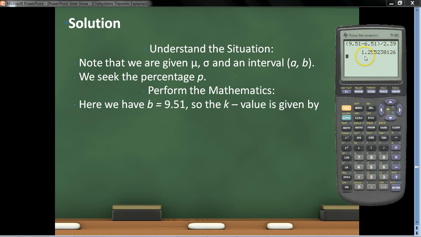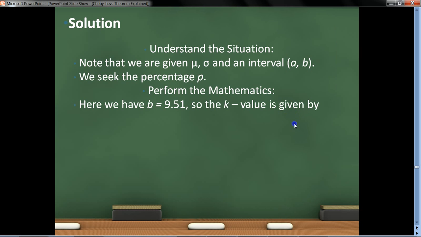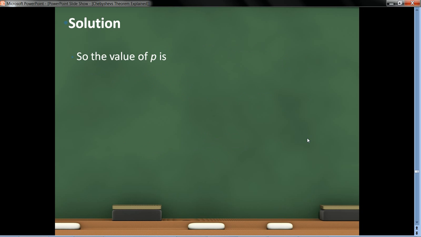So it looks like rounded to 2 decimal places, that would be 1.26. So what are we saying here? That the right endpoint and the left endpoint are each 1.26 standard deviations away from the mean. So what do we do with that? We want to find the percentage now, the value of P. We found the value of K, computing the K score, so to speak.